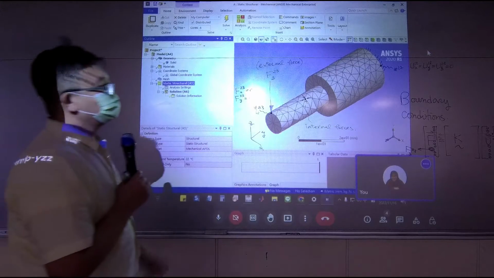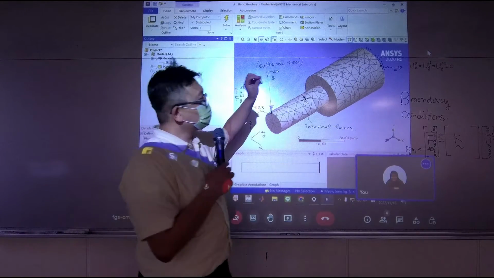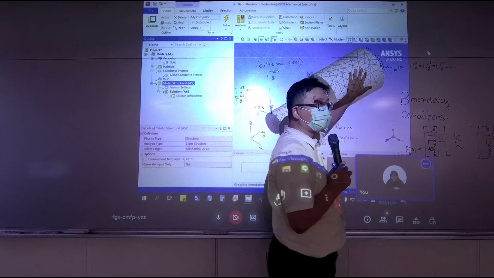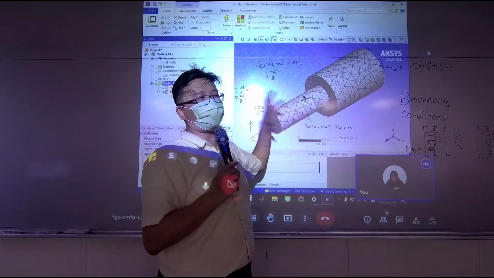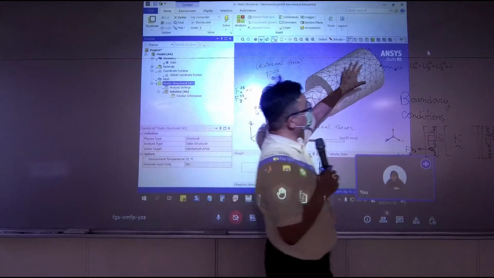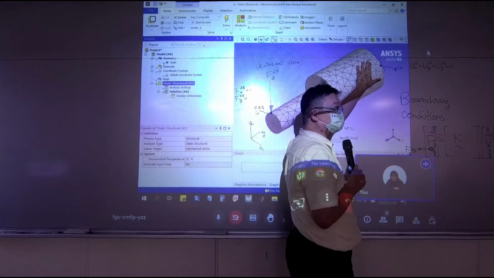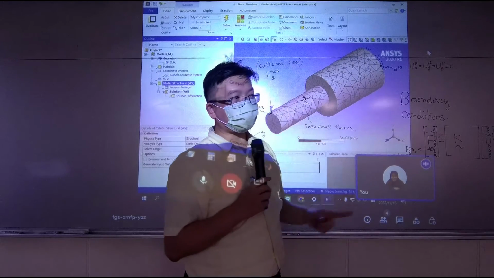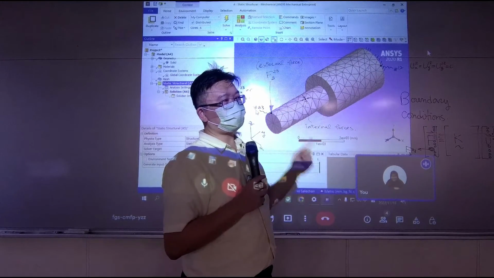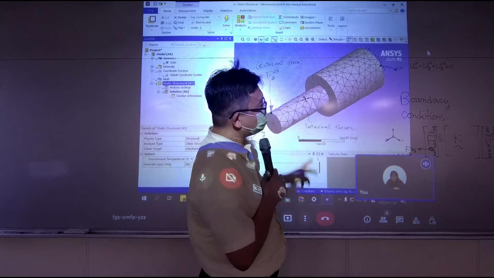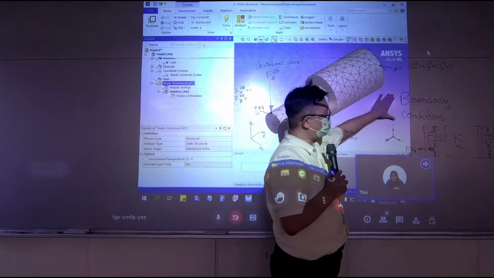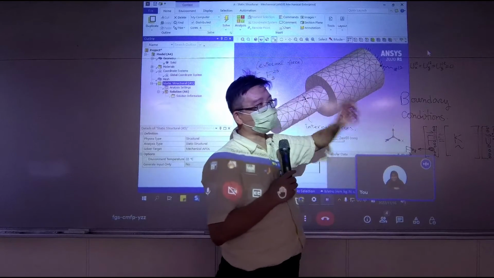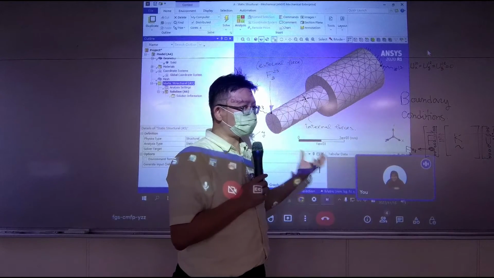Okay? So if you assign the boundary condition correctly, it should simulate what's going to happen. If you assign the boundary condition incorrectly, then ANSYS can still solve it. However, it will be wrong. So it's very important for you to assign the boundary condition correctly. Okay? You need to assign those exactly like the real world.